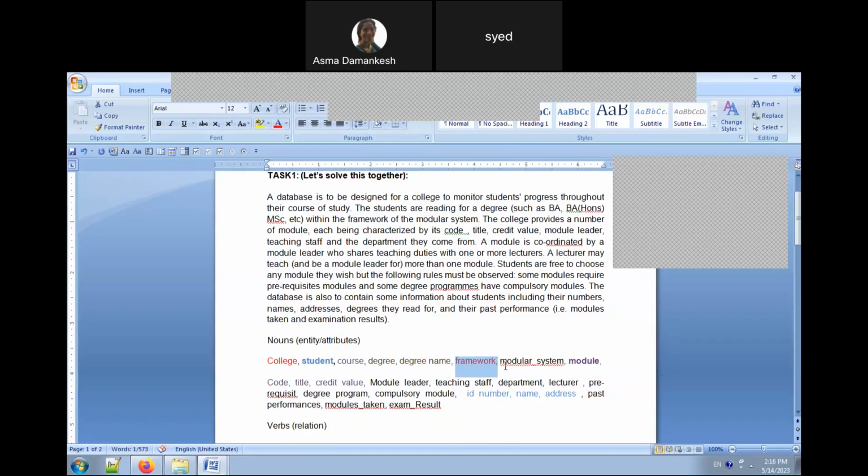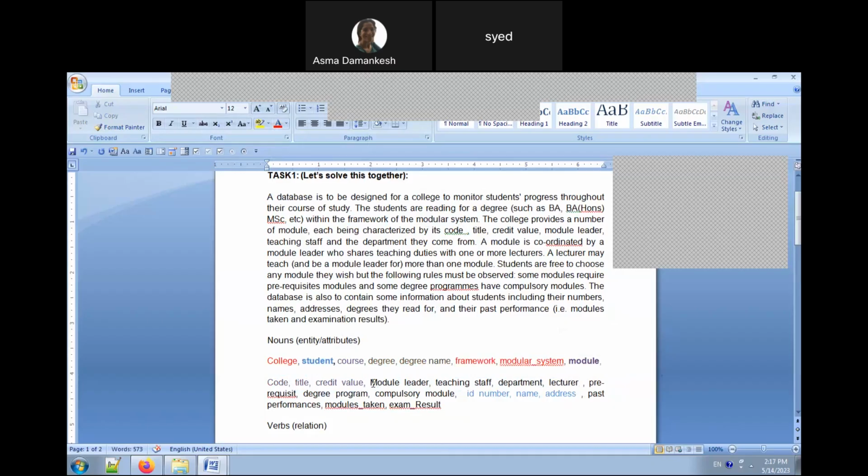Okay? The same goes with a modular system. A modular system is just a system. It doesn't have any relation. It doesn't have any explanation as an attribute. So I'm going to put that as red because it's not important. It's just explaining something to me.